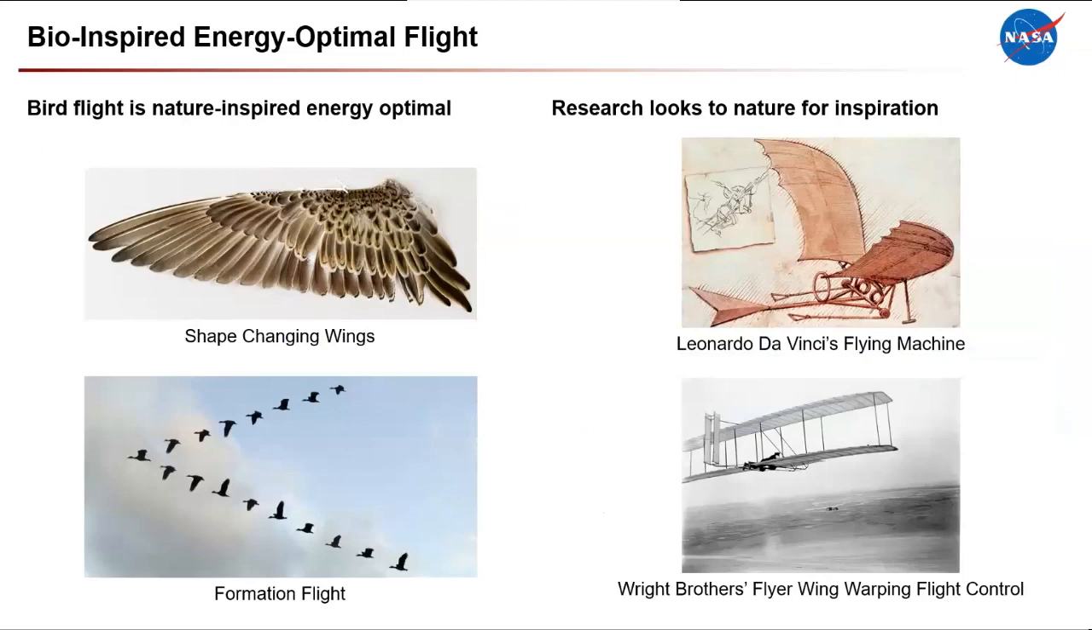So it turns out that nature provides a lot of energy optimal solutions that we can learn from. You look at birds. Birds are really a bio-inspired system that is really energy optimal. The way the birds are built, like the wings, it has the ability to change the shape of that wing to minimize drag. And it knows how to fly in formation so that it can also reduce the total energy consumption. So those are great ideas that we can learn from. Next.